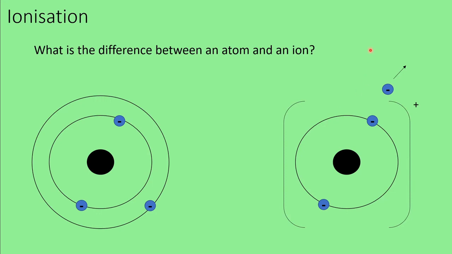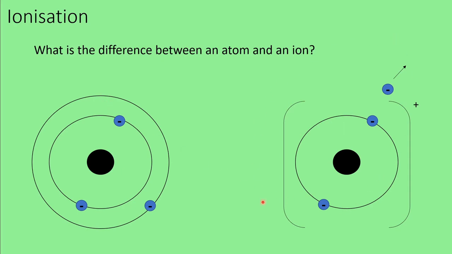So next we want to look at ionization. What is the difference between an atom and an ion? Well, over here we've got an atom. So it's got 3 electrons around the outside orbiting the nucleus. And inside the nucleus, you're going to have 3 protons. The overall charge of this atom is 0. And the overall charge on any atom is always 0.